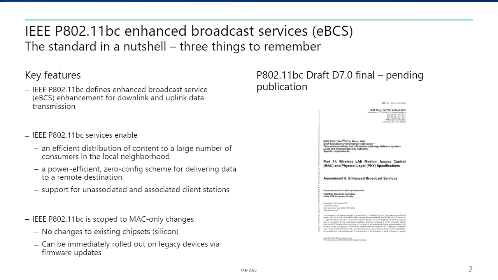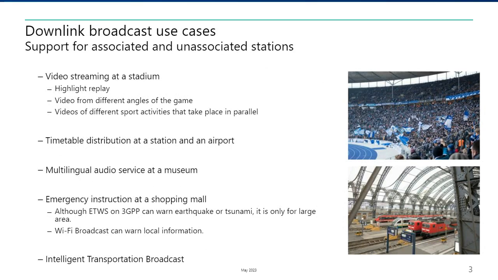Coming back to the question that one of our audience had on the last presentation, 802.11bc is clearly scoped to work on MAC enhancements only. We do not work on any PHY changes. In particular, we were scoped to avoid any changes to existing chipsets, which is a major advantage. So bc can immediately be rolled out on existing legacy devices via firmware updates. With that general framework of the talk in mind, let's have a quick look at 11bc in detail.